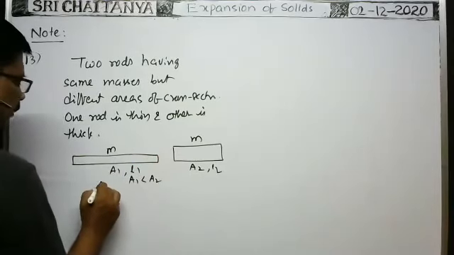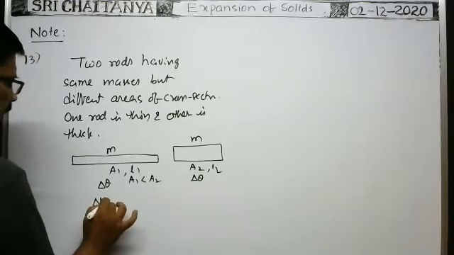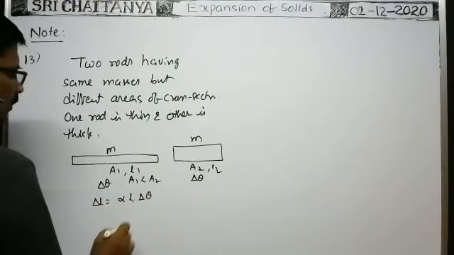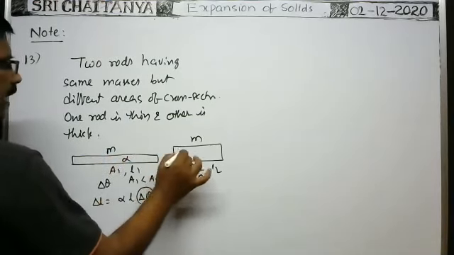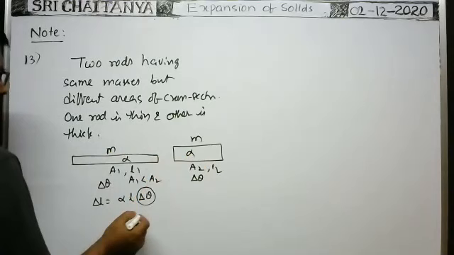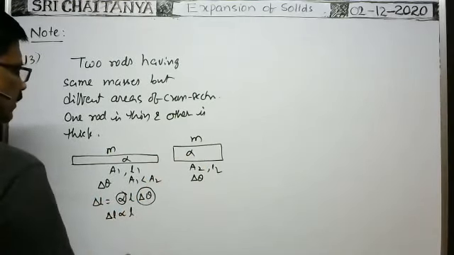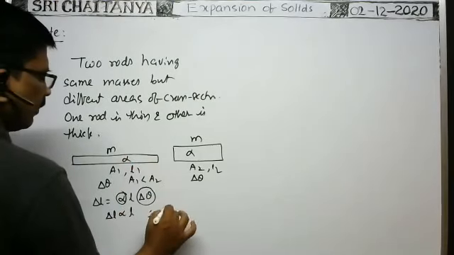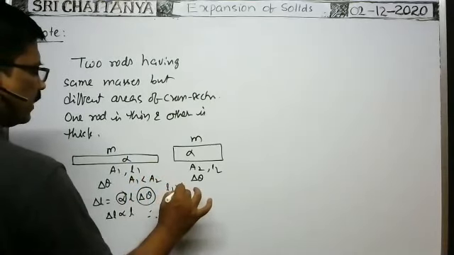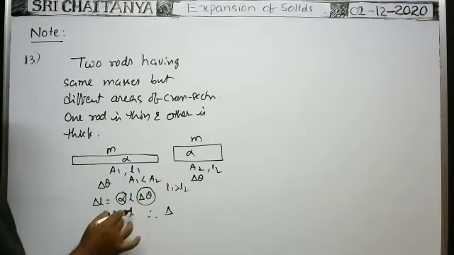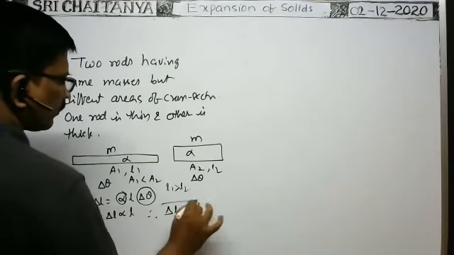Now the rise of temperature is the same for both. Which rod will expand more? The expansion of a rod is equal to alpha L into delta theta. Here the rise of temperature is the same, and both are made of the same material, so the alphas are the same. So the increase in length is directly proportional to the original length. A1 less than A2 means definitely L1 greater than L2. That's why the increase in length of the first rod is greater than the increase in length of the second rod.